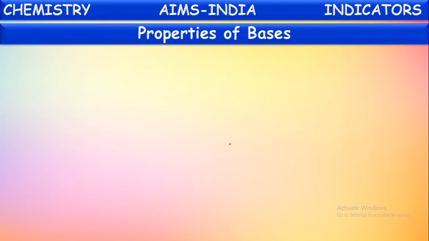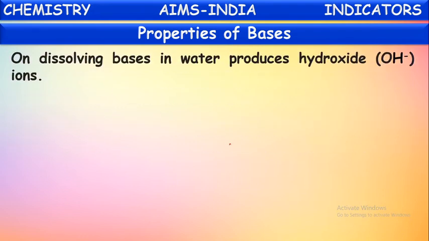Now let us see properties of bases. On dissolving bases into water, they produce OH minus ions in common. These OH minus ions are called hydroxyl ions or hydroxide ions. Bases, on dissolving into water, produce these hydroxyl ions.